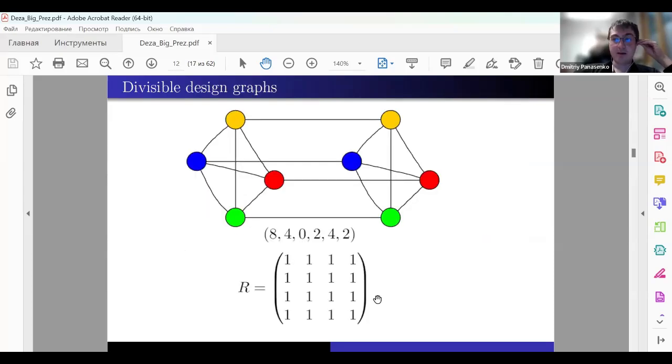So here is an example. Once again, it is the Deza graph you have already seen, with parameters 8, 4, 2, 0. But now we will organize it according to the definition, so we have to change 0 and 2. The canonical partition is indicated by the color of the vertices, so each color is a part of the partition. And we have this beautiful quotient matrix for the canonical partition with all ones.